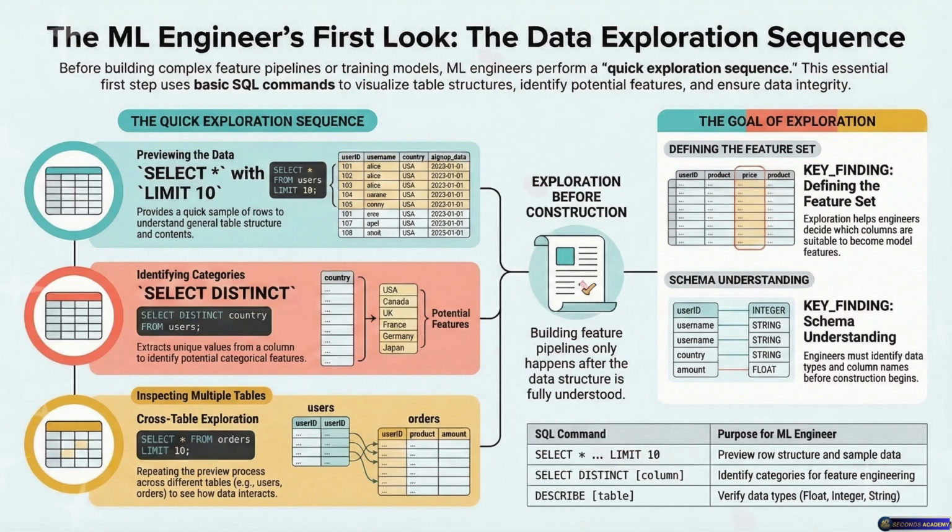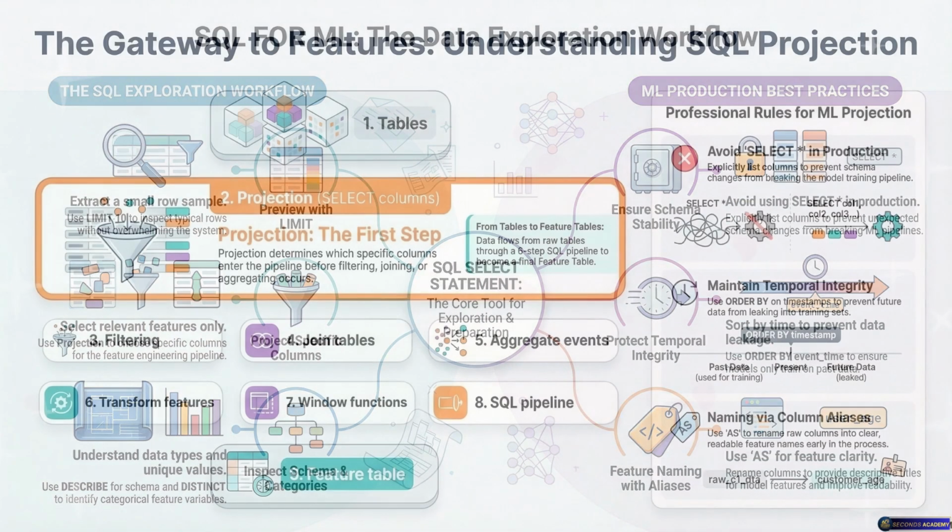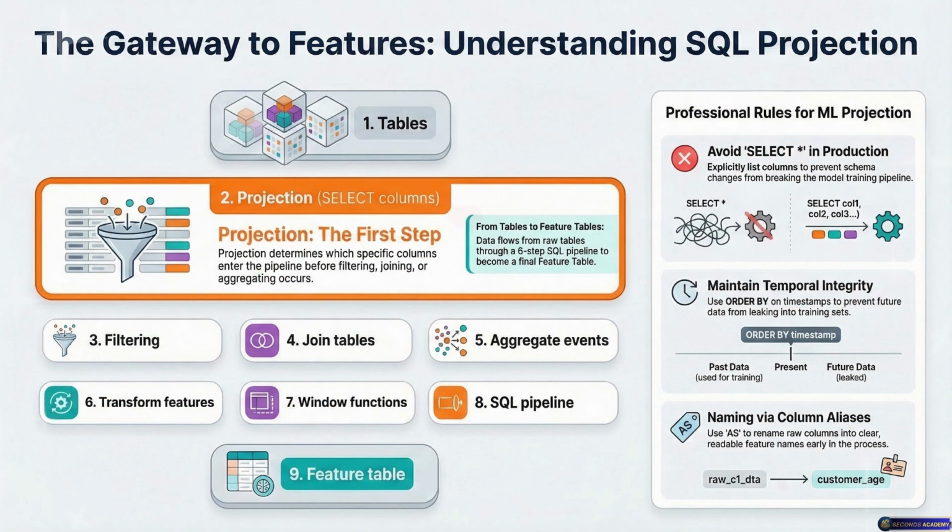And I want to pause and seamlessly connect this micro-level workflow back to the macro-level architecture we established in Lecture 1 of this SQL for ML series. Oh, definitely. We laid out a comprehensive end-to-end feature engineering pipeline tracing the journey from raw, chaotic enterprise tables all the way to a pristine, mathematically encoded feature table ready for algorithm ingestion. We listed the overarching phases, starting with tables, moving to projection, then filtering, followed by joins, aggregations, transformations, window functions, the overarching SQL pipeline, and finally, the polished feature table.